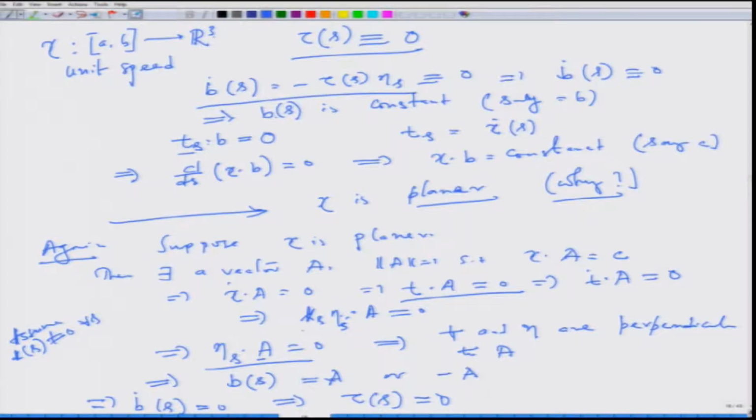So, what does it say? Sorry, I have a planar curve with nowhere vanishing curvature, then torsion is 0, and on the other hand, if I have torsion 0, then the curve is planar. So, what does torsion measure now? Torsion precisely measures how much it is away from being a planar curve. Okay. So, that is the geometrical interpretation of torsion.